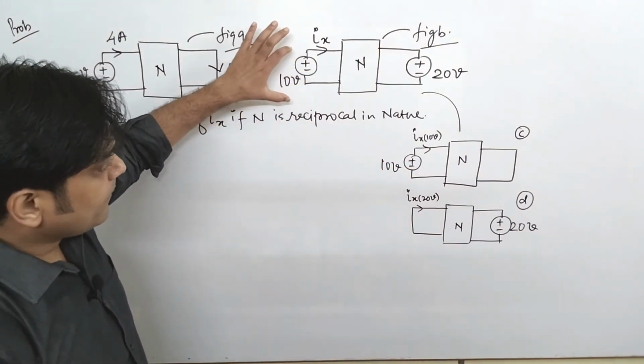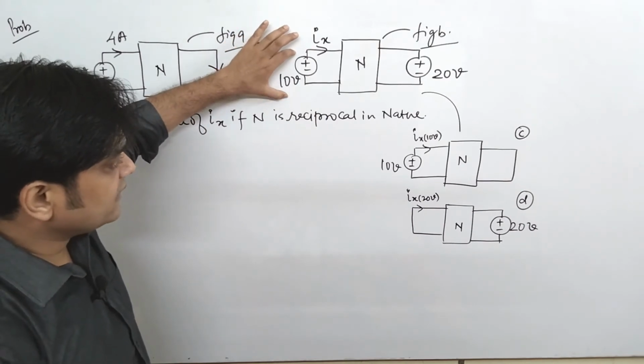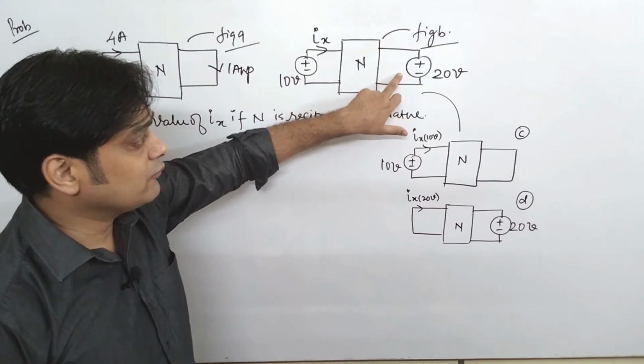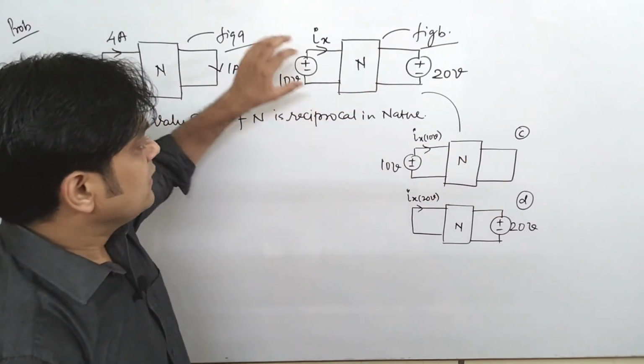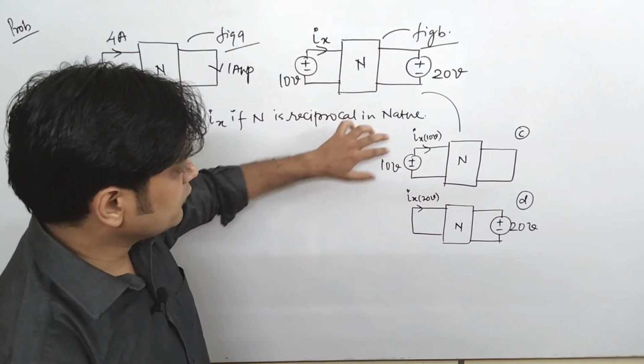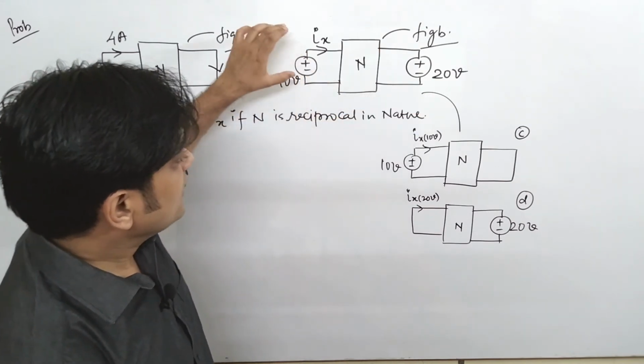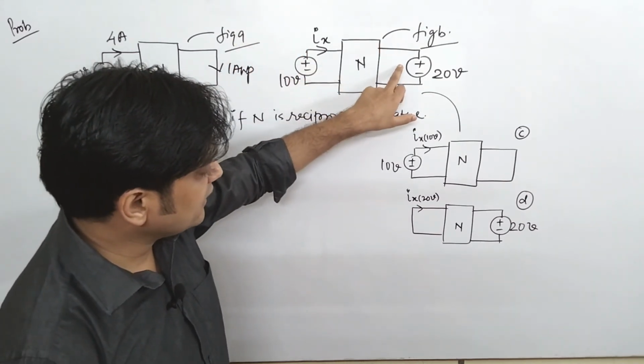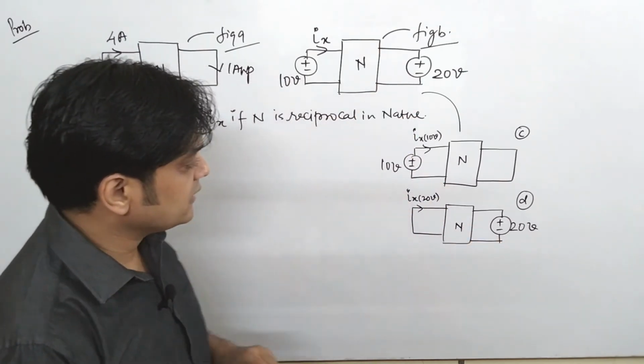What I will do, first I have considered this 10 volt source. Since we are applying superposition theorem, since there is a voltage source, it gets short circuited. So the current because of 10 volt source, I write it as Ix 10 volt. Similarly, in the second condition, we'll just short circuit this source and we'll find the current because of 20 volt source. So now it is Ix 20.